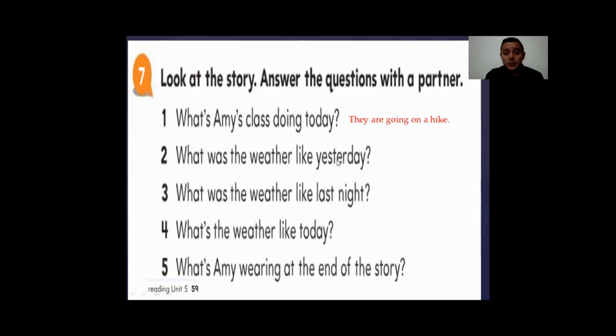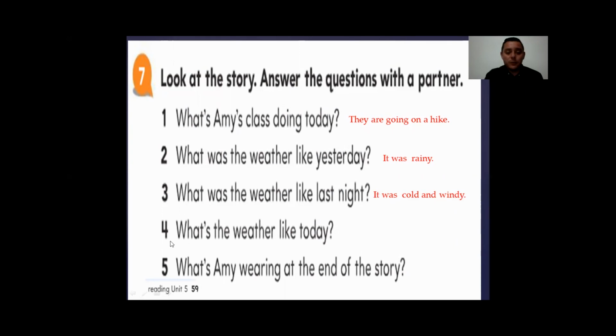So what was the weather like yesterday according to the passage? What was the weather like yesterday? Was it hot? Was it rainy? Was it snowy? Read the passage again. I'm waiting for your answer. What was the weather like yesterday? It was rainy, yes. But what was the weather like last night? Check the passage again. What was the weather like last night? Yes, it was cold and windy.